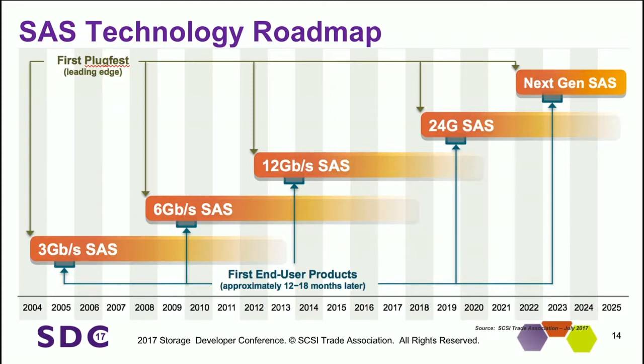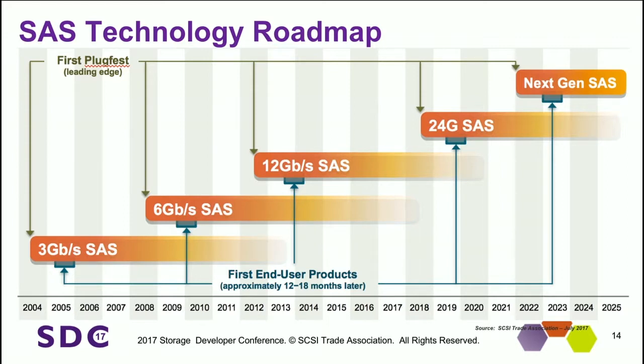About 12 to 18 months after those first plug fests is typically where you see system shipments starting. So it takes a little time to get through the debug process, to get all the kinks worked out. And 12 to 18 months after that is where you start seeing real shipments from system vendors.